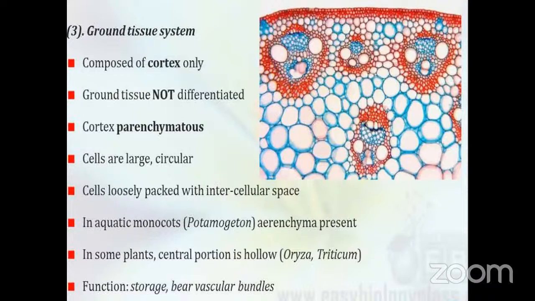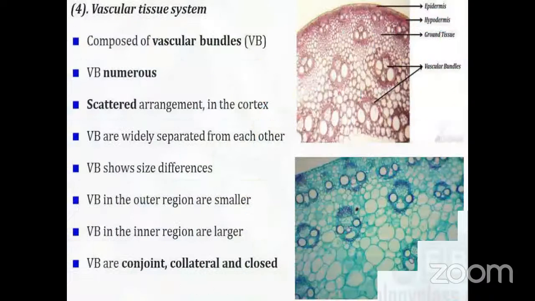In aquatic monocots, like Potamogeton, parenchyma is present. Potamogeton is an aquatic weed. Weed means unwanted plants which grow in the ponds. Then the stem is parenchymatous, that is having gaps in between, and it makes the plant buoyant, that is to float on the surface of water. In some plants, the central portion is hollow, that is in the case of Oryza, that is paddy, and Triticum, that is wheat. Then coming to the function of this ground tissue system, storage and bears vascular bundles.